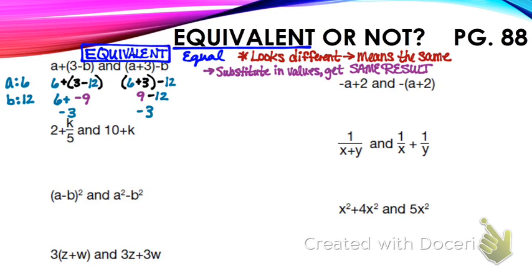All right, let's look at the next one down. 2 plus k over 5 and 10 plus k. What do we think? Equivalent or not equivalent? If I substitute numbers in, would I get the same result? What do you think? This one right here. Equivalent or not equivalent?